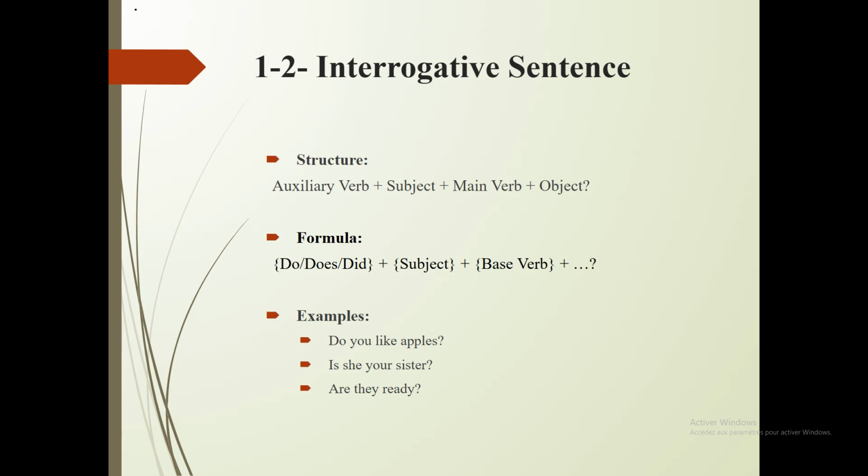Here are very simple examples: Do you like apples? Is she your sister? Are they ready? So, do you like apples? Do stands for the auxiliary verb, you stands for the subject, like stands for the main verb, and the object here is apples. And of course, the most important thing, the question mark.